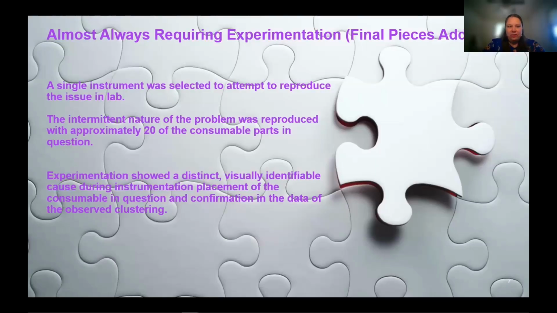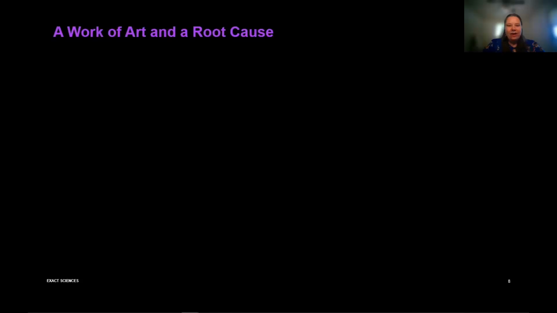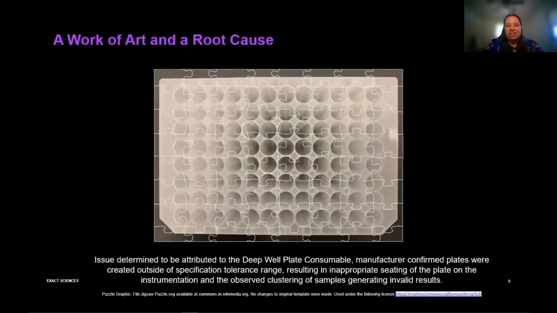The intermittent nature of the problem was able to be reproduced with approximately 20 of the consumable parts that we had a question on. Experimentation did show a distinct, visually identifiable cause during the instrumentation placement of the consumable in question. And then that was confirmed subsequently with the data that we ran on those plates during the troubleshooting. Once this was all done, we were able to finally determine that our deep well plate was the true issue behind the invalid rate uptick that we were seeing.